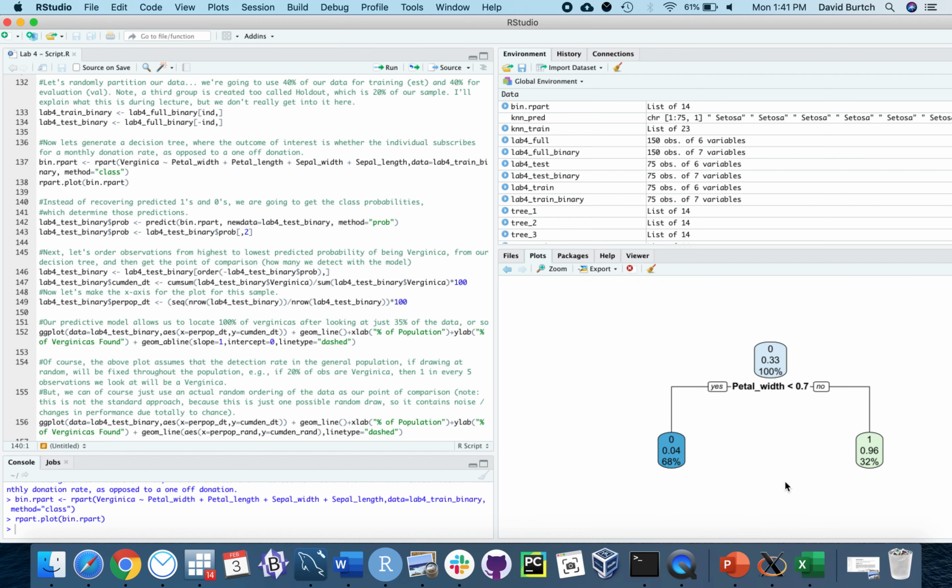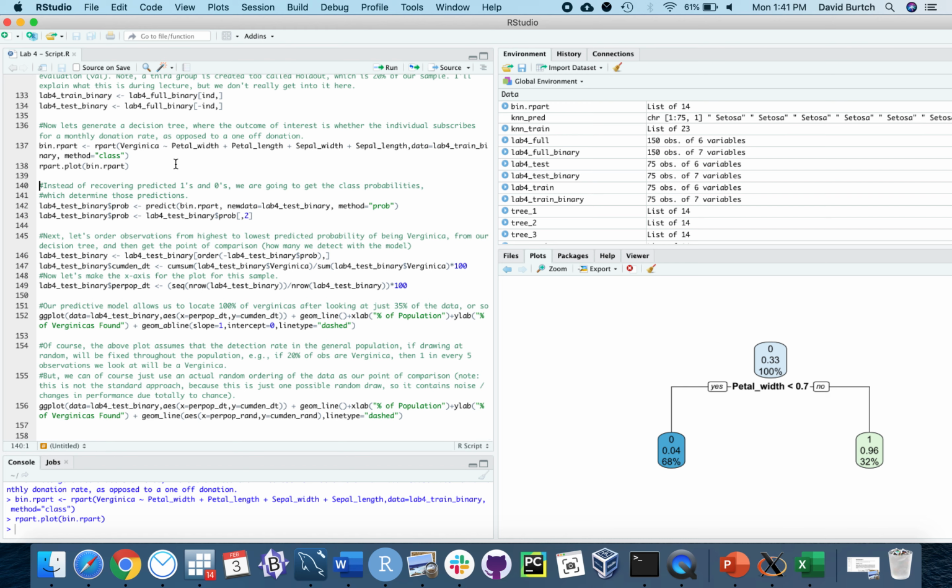There it is. It's a very simple tree. Essentially, the only thing it decides to split on is petal width. I'm just using the default stopping rules. Again, yours may look different than mine because your randomly sampled training data may be different than my random sample of training data.